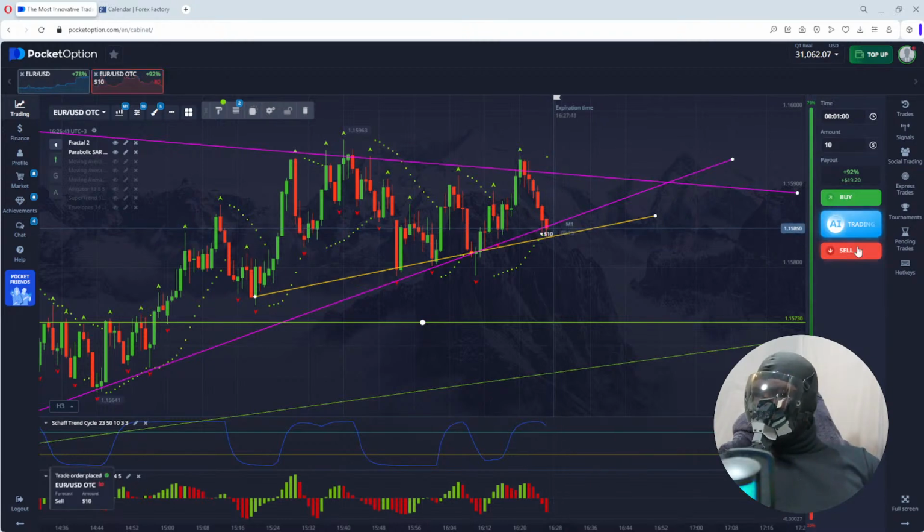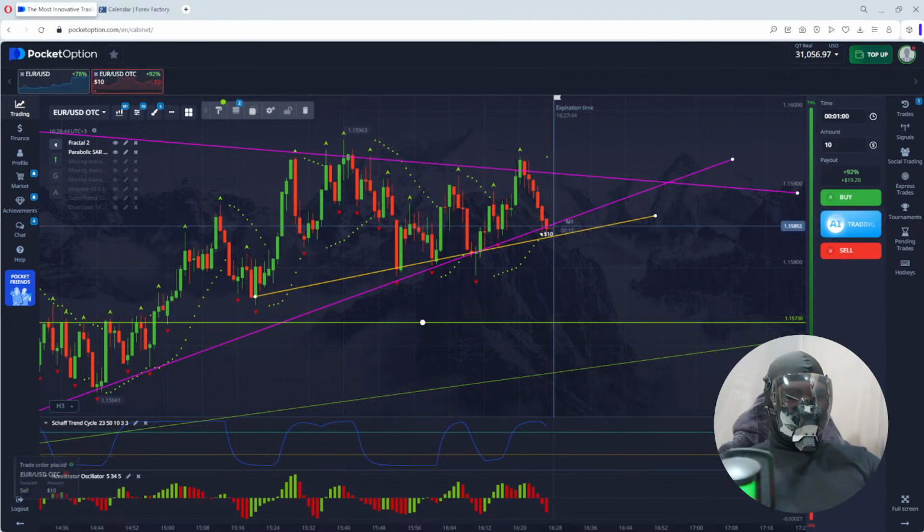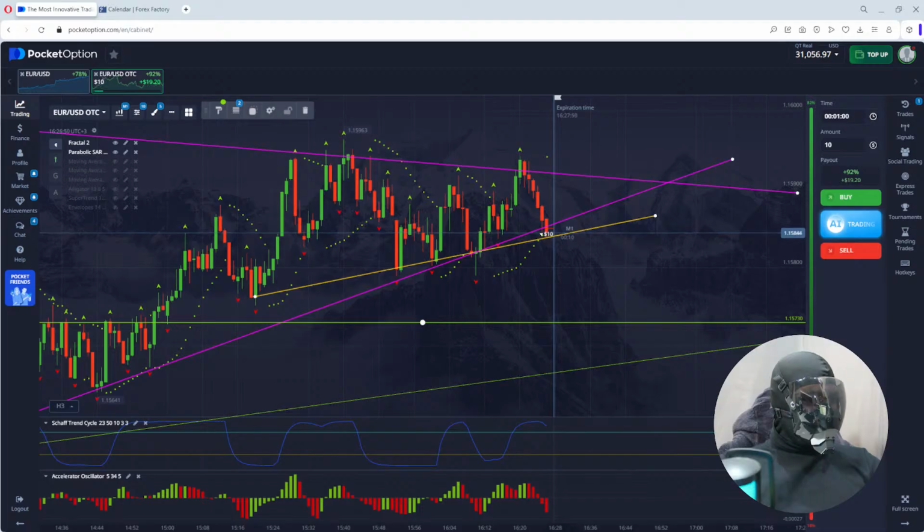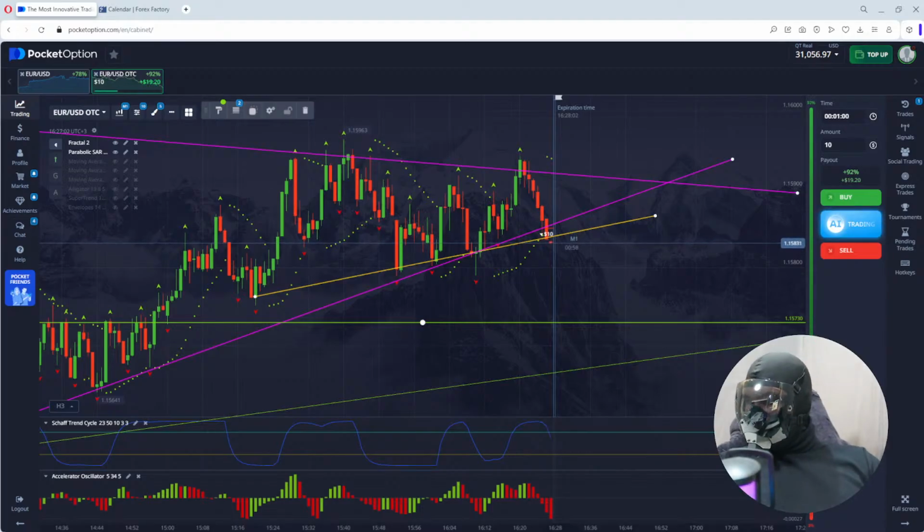Wait a second, why are we opening a position? Let's open another one. There we go. Right, and still no chats. There we go. All right, so we got a confirmation from Shaft, okay, a sell signal here. We got parabolic, a sell signal there.